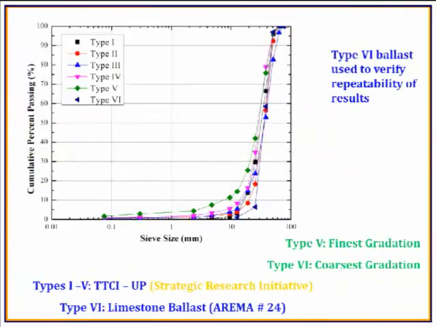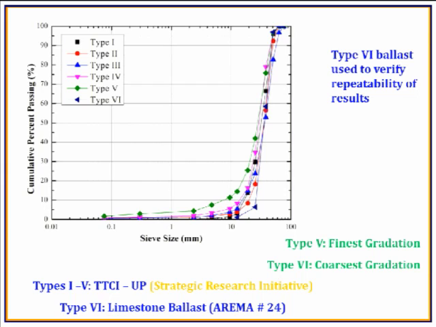We have tested 6 different ballast materials. Type 6 is the ballast material that has been generally used for repeatability of test results. And if you go to the back side of the MPF, you can see a pile of limestone. That's basically the type 6 ballast.